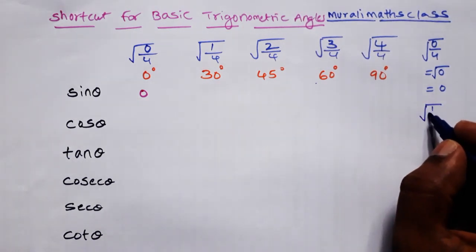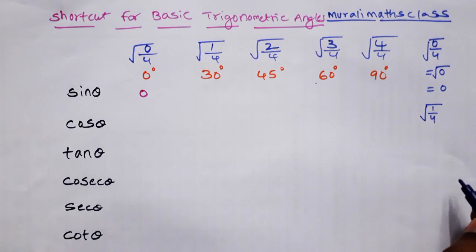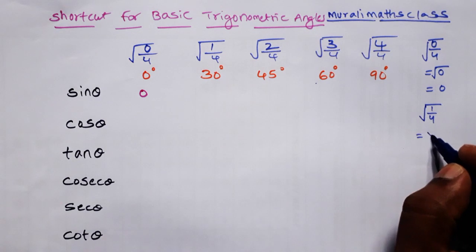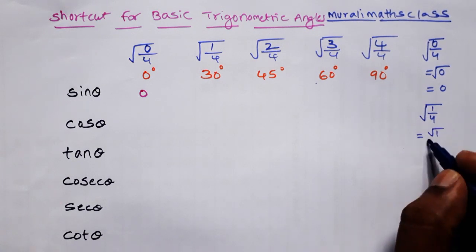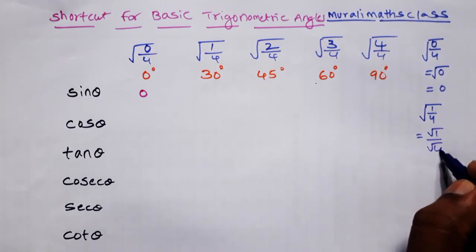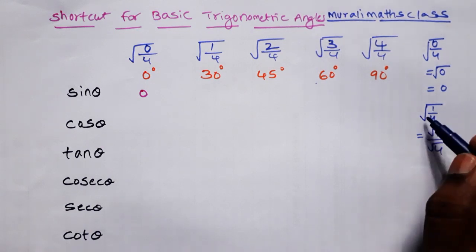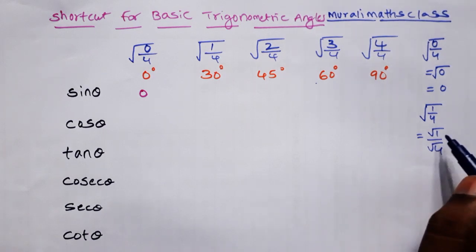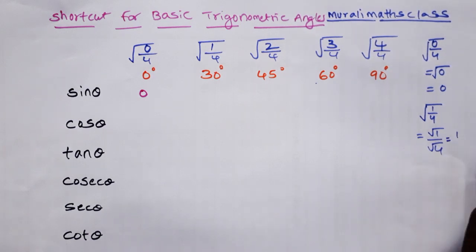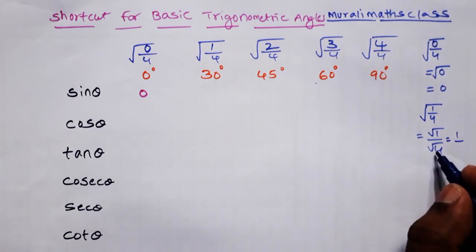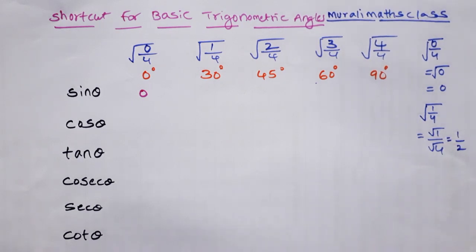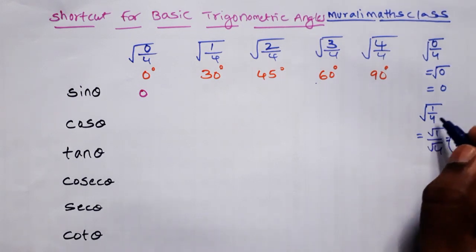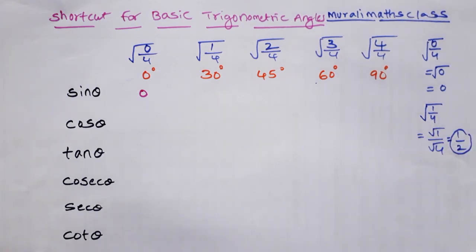Square root of 1 by 4. Now apply square root separately for both the numbers. Square root of 1 divided by square root of 4. Here what I did, this square root I wrote for 1 and also for 4. Square root of 1 is 1, divided by square root of 4, which is 2. So what is the answer we got? 1 by 2. 1 by 4 if you simplify, now you got 1 by 2. That 1 by 2 you write here.